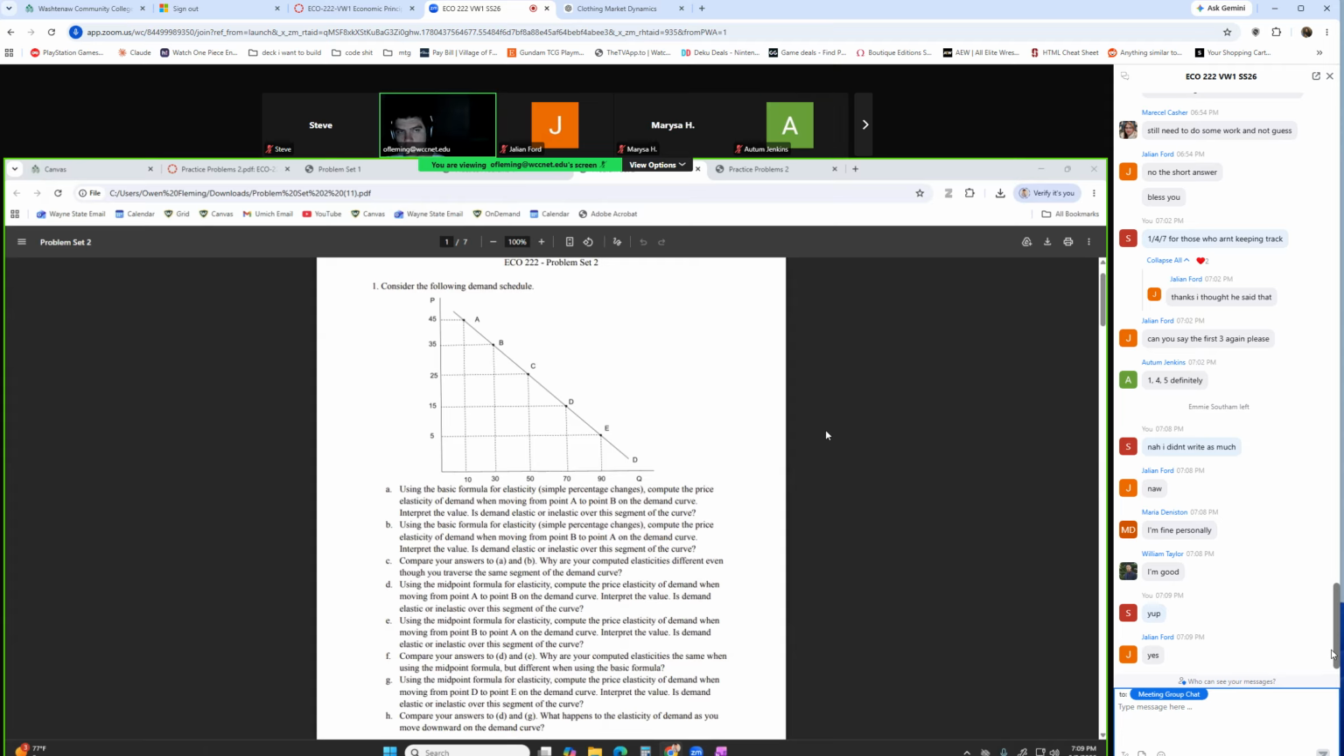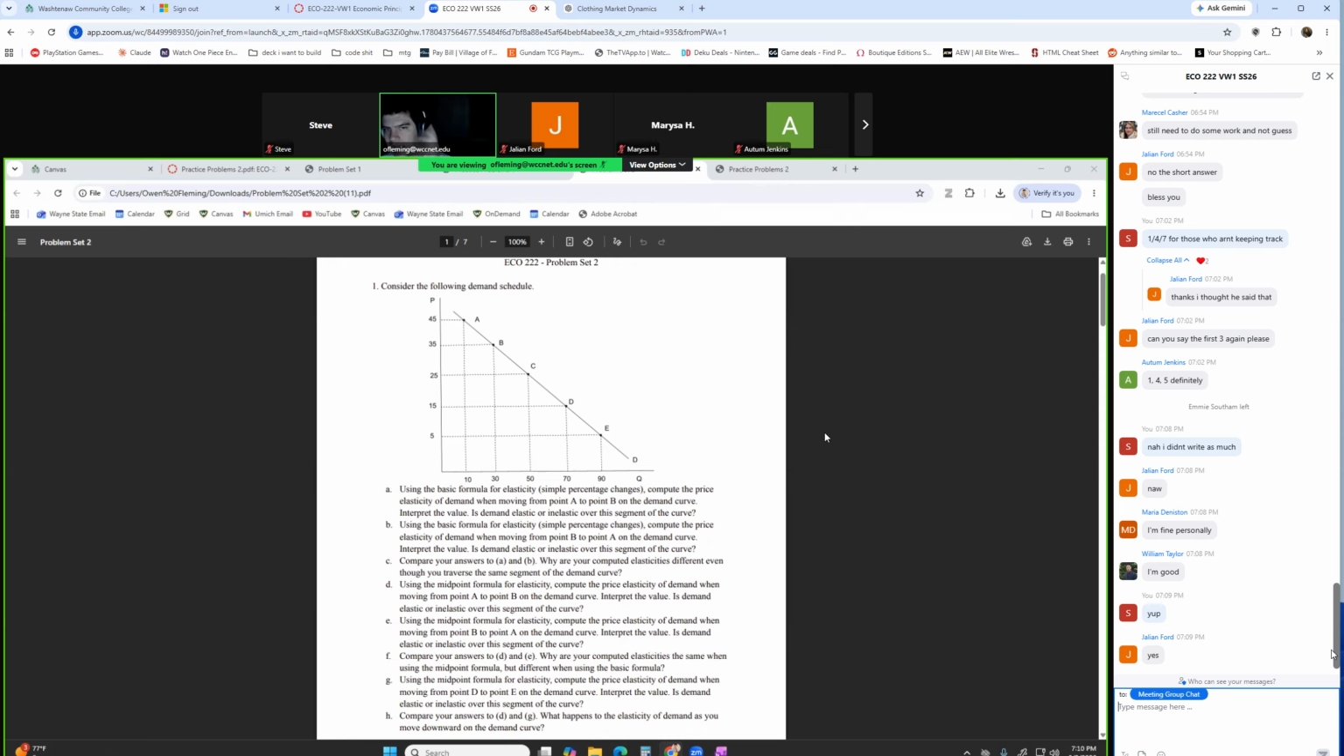So, problem 1 on problem set 2. Yes. Okay, you definitely need to be able to compute elasticity using the midpoint formula. I mean, you're going to have to do that. That's coming. Now, this question is another one that's repetitive, so I'm not going to waste an entire question having you do that over and over and over again.